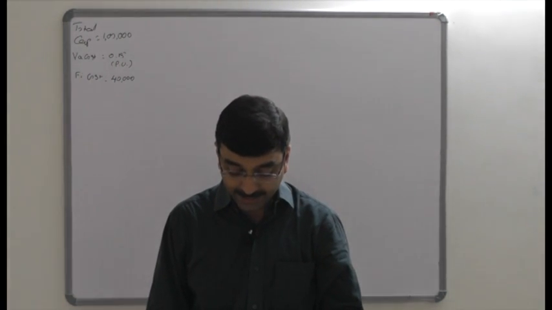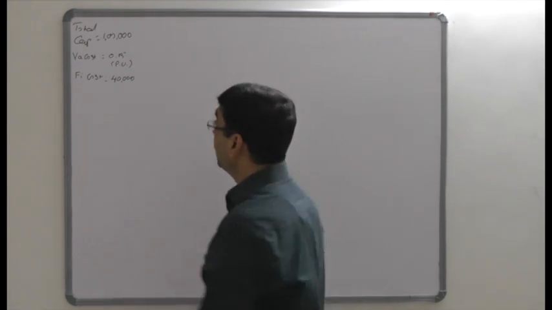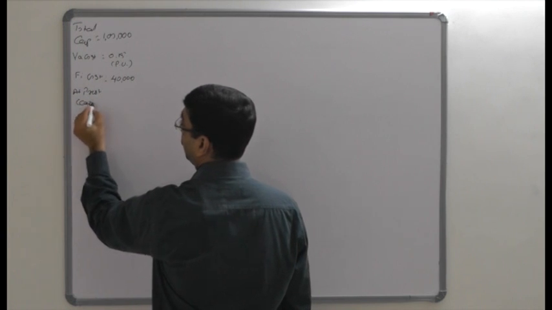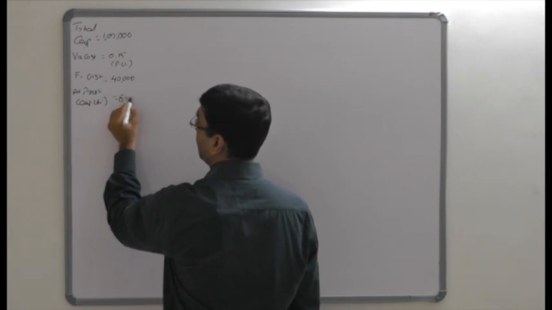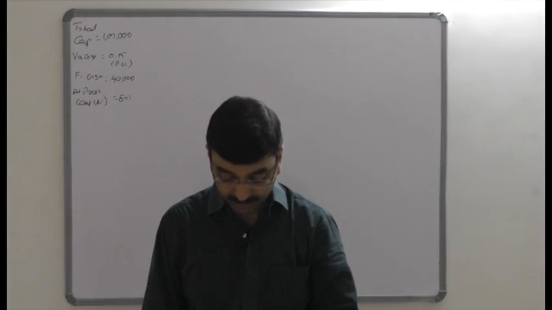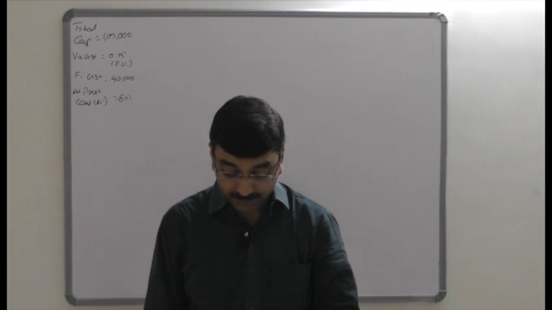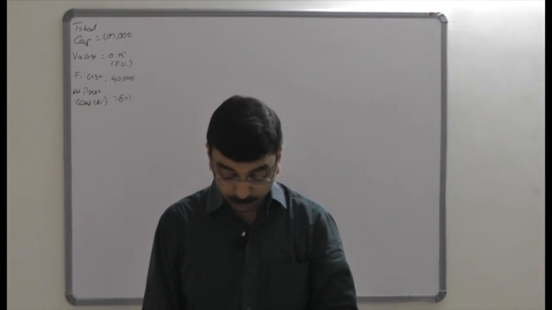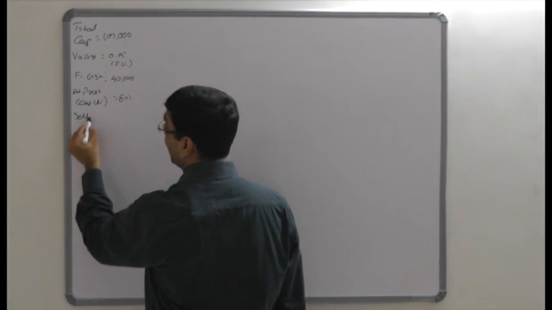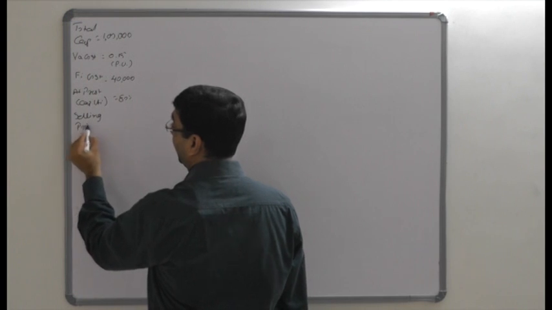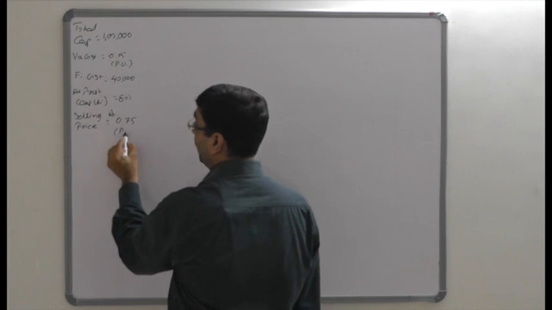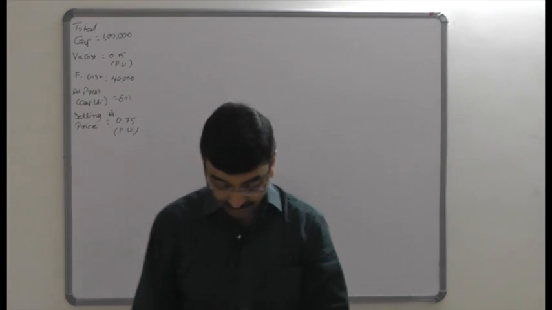The company works at 80% of its production capacity. That means at present capacity utilization is 80%, and it has fixed its selling price at rupees 0.75 per unit. It means the company's selling price in the domestic market is rupees 0.75 per unit.